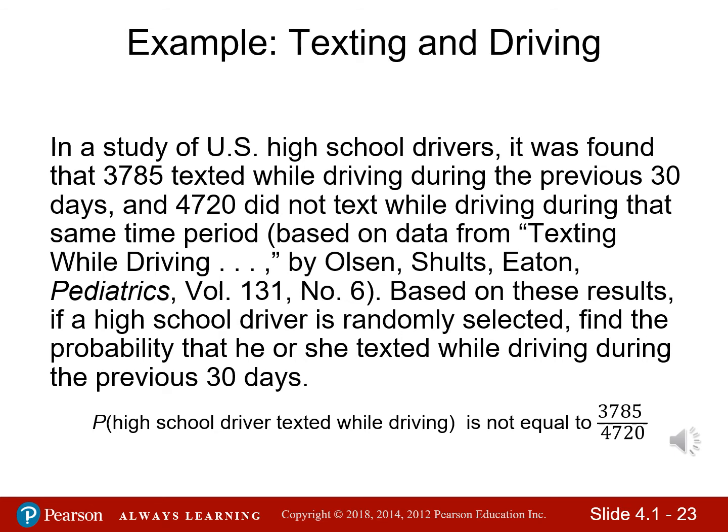A common mistake is to blindly plug in numbers and get the wrong probability. For example, the probability of this event happening is not equal to 3,785 divided by 4,720.